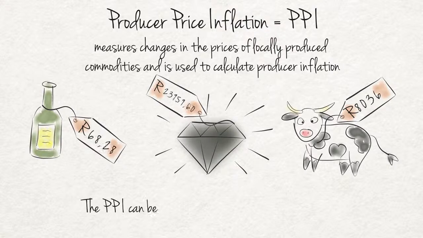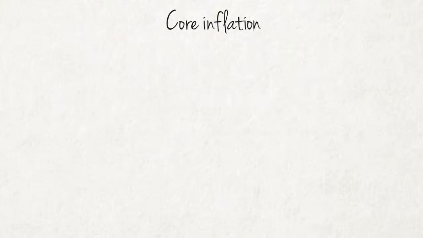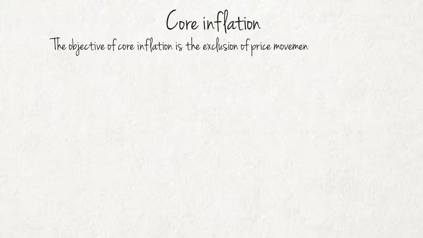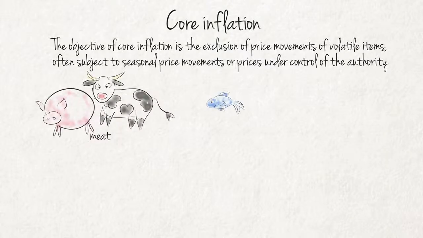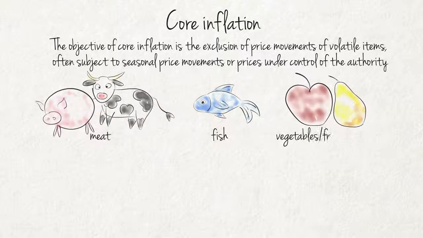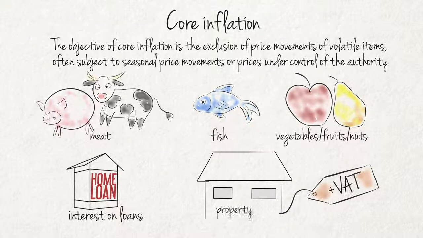The PPI can be used as an economic indicator of inflation. It can also be used to adjust payment amounts stipulated in contracts that run over many years to take account of price increases. Core inflation. The objective of core inflation is the exclusion of price movements of volatile items, often subject to seasonal price movements or prices under the control of the authority. Core inflation excludes foods such as meat, fish, vegetables, fruit and nuts, interest on loans, and changes in the rates of value added and property tax.